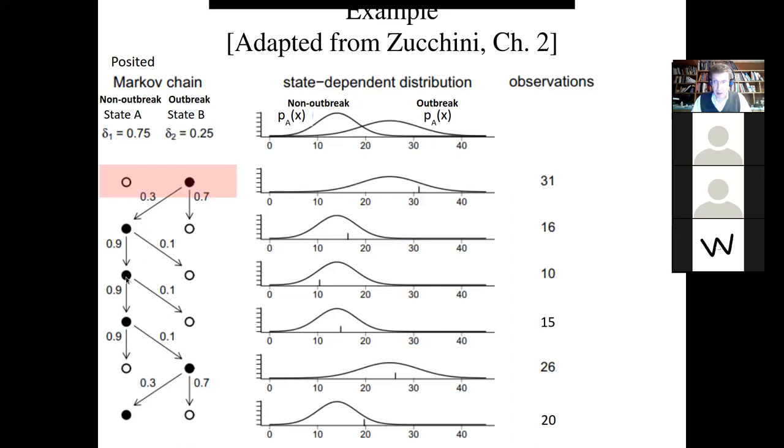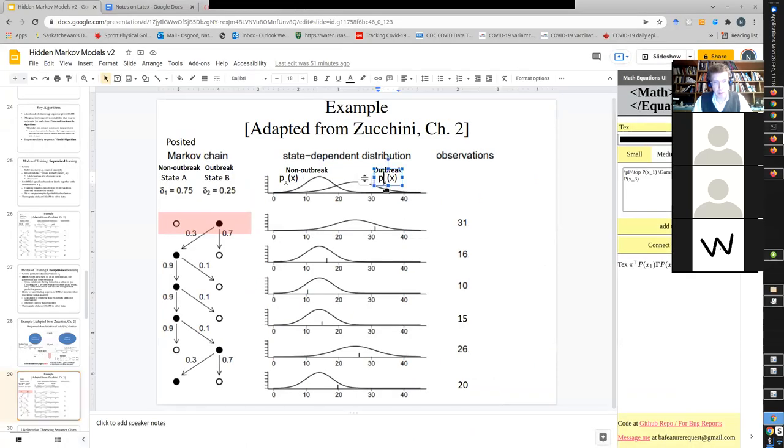We're very confident here because not only did we think it was very likely we're going to transition to it, but our observation was consistent with it. This next time we get an observation here, which could be readily explained by non-outbreak, but it could also be explained fairly readily by an outbreak distribution. But overall, it's more consistent with a non-outbreak. It's quite close to the peak there. The probability of observing it with a non-outbreak state is much higher than that for an outbreak state. And this should be P of B, excuse me. That should be P of B.